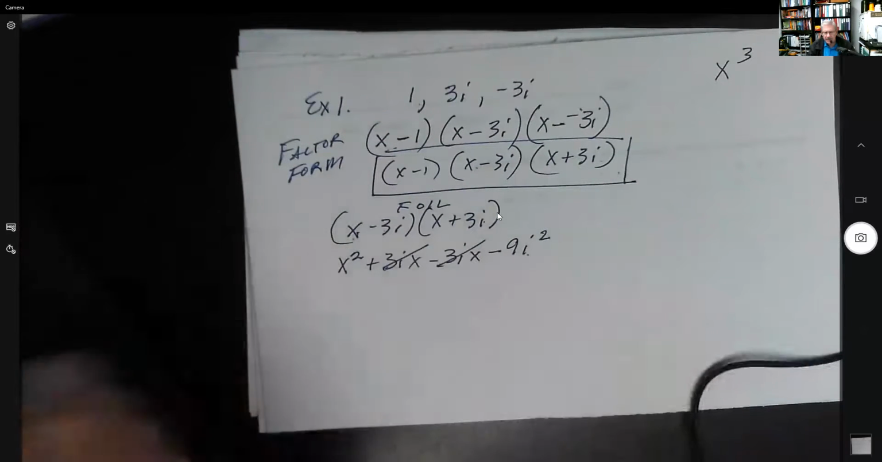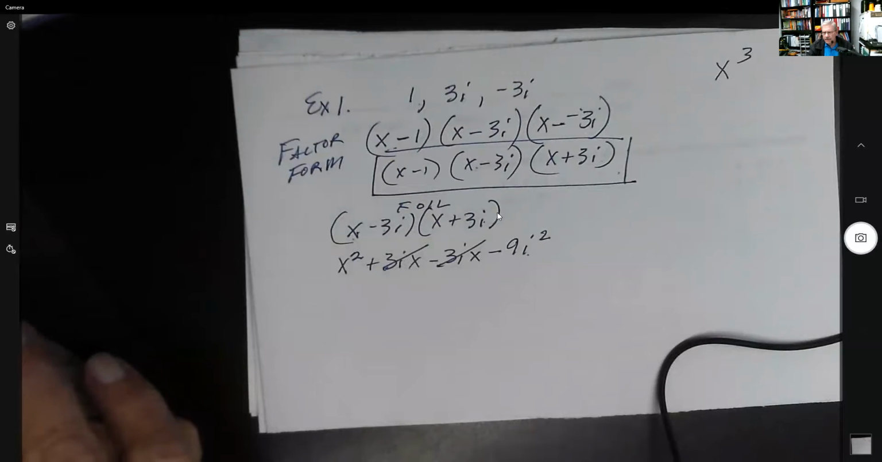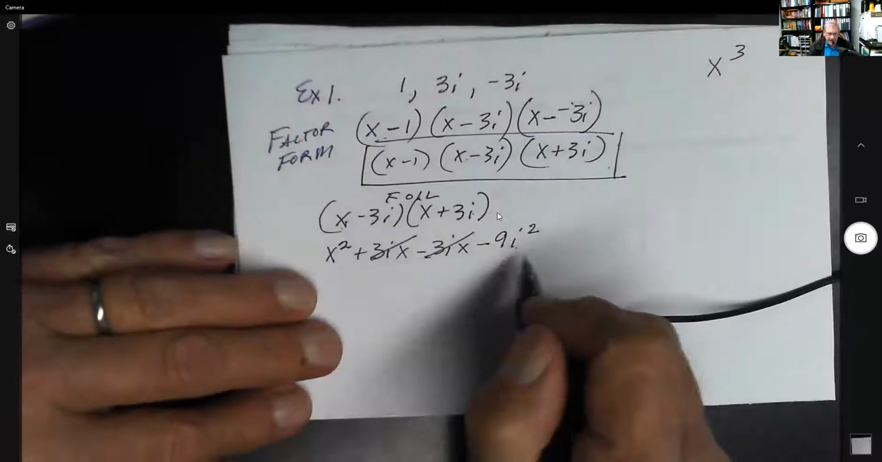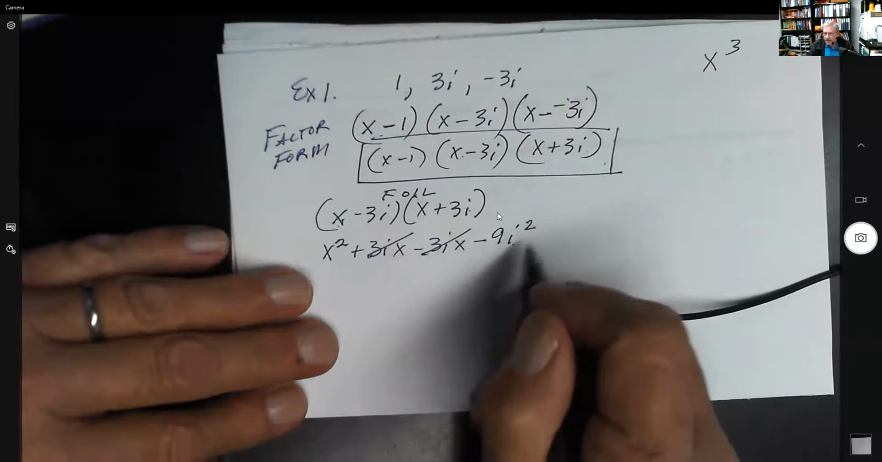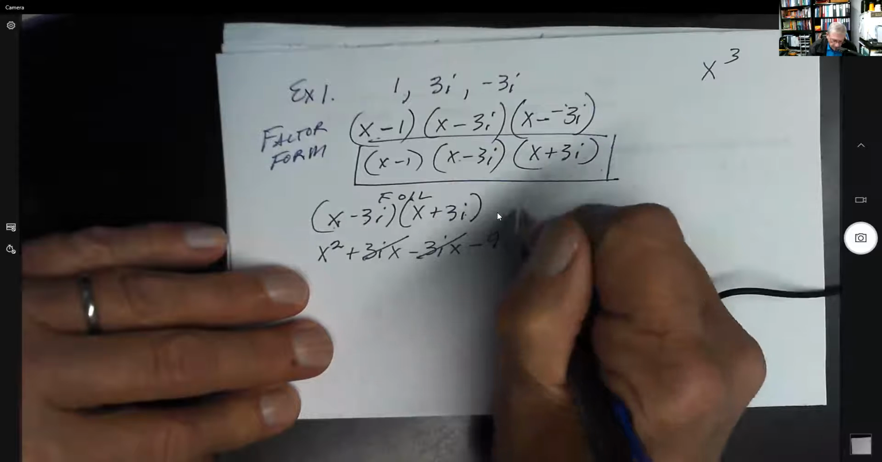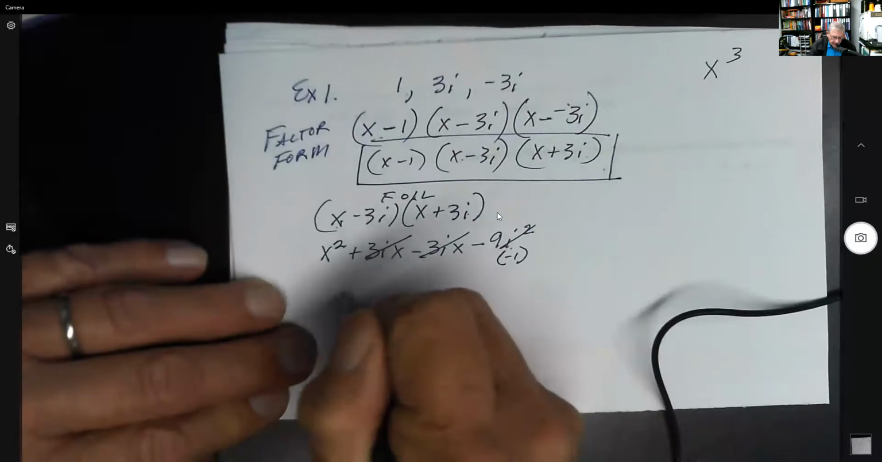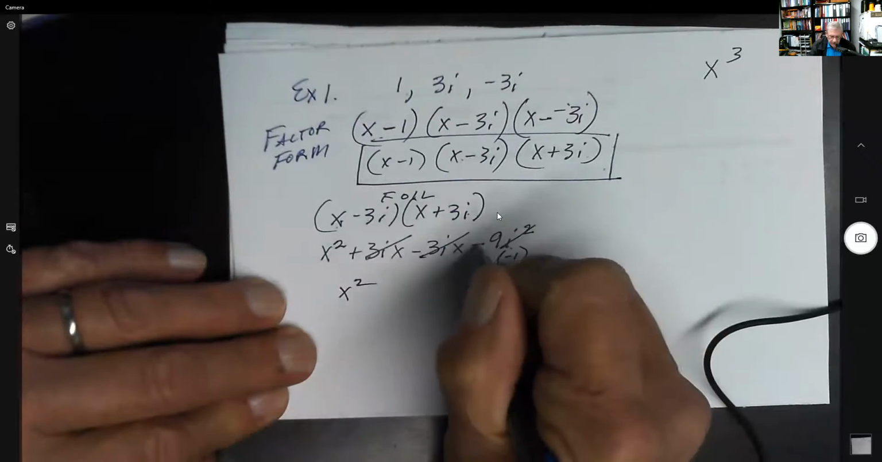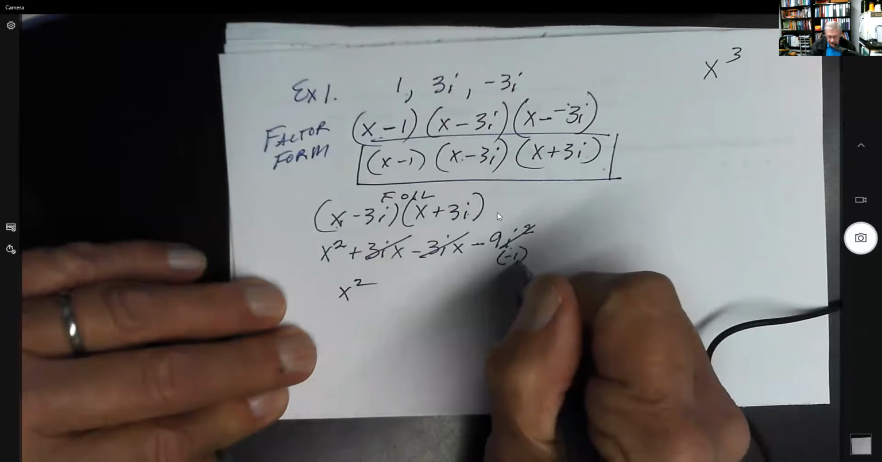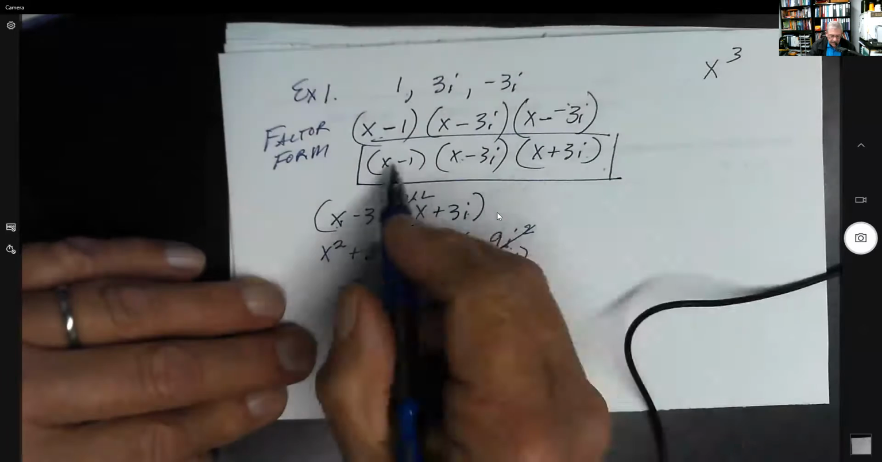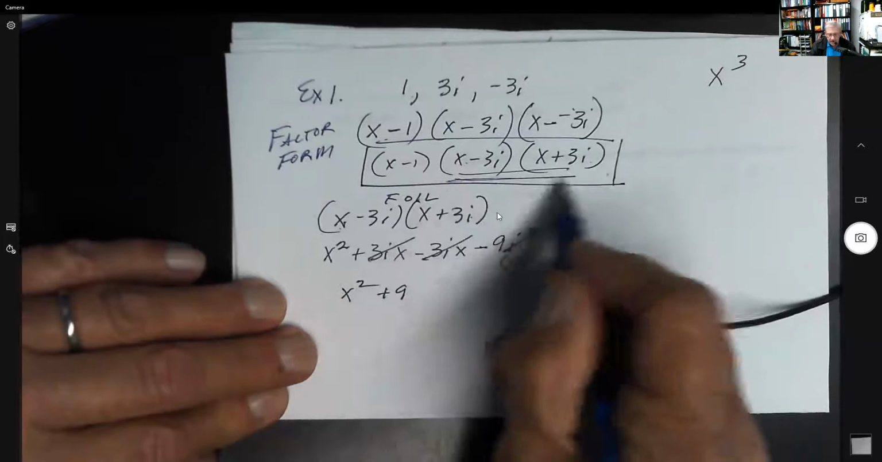What do you know about i squared, though? What do you remember about i squared? It's an i with a dot and a power 2. No, it's -1, remember? i squared is just -1, so let's cross this out and put a -1. So now we have x squared. -9 times -1 is +9. So that's what these two are.